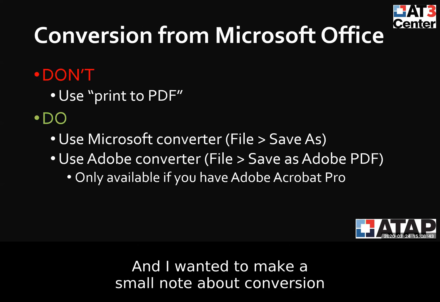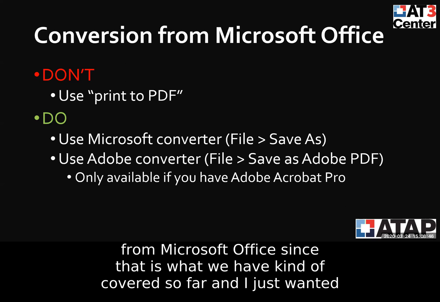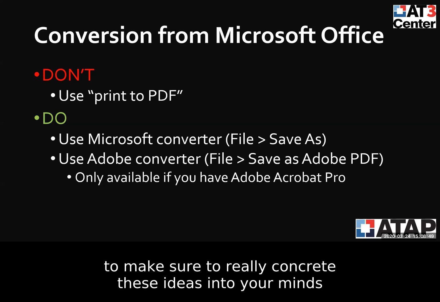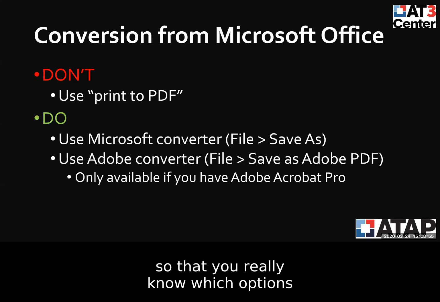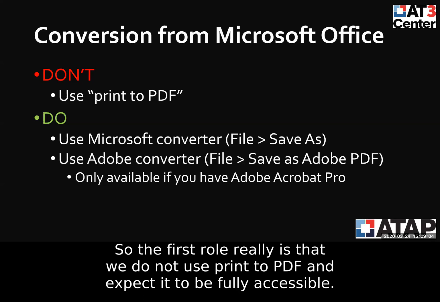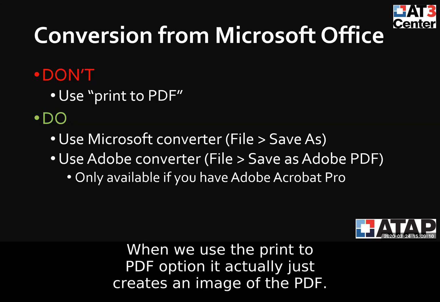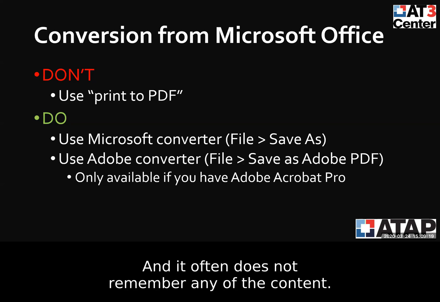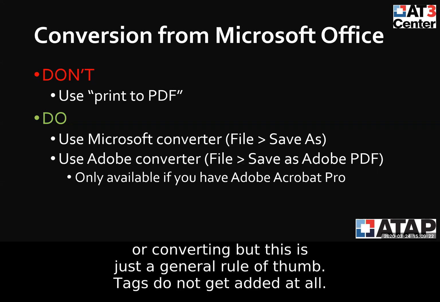I wanted to make a small note about conversion from Microsoft Office, since that is what we've covered so far, and make these ideas really concrete in your minds so that you know which options you can and cannot use when converting from a Microsoft Office document. So the first rule is that we do not use print to PDF and expect it to be fully accessible. When we use the print to PDF option, it just creates an image of the PDF. And it often doesn't bring over any of the content, depending on the document you're converting. But this is just a general rule of thumb.